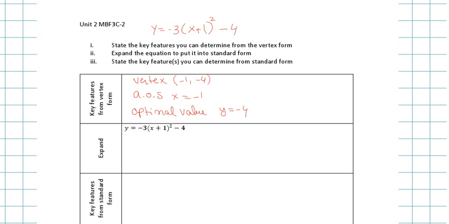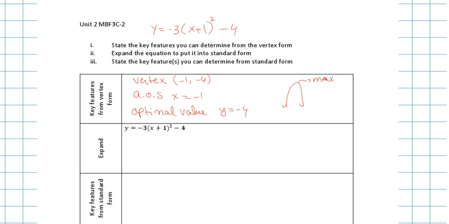Now, can you tell me if it's a max or a min? It's a max. Which way is it going to open? Downwards. It's going to open down. So I have a max. Okay? So I know the vertex, I know the axis of symmetry, and I know the optimal value, and I know it's a max. So I stated all the key features that I know. Now I have to expand.